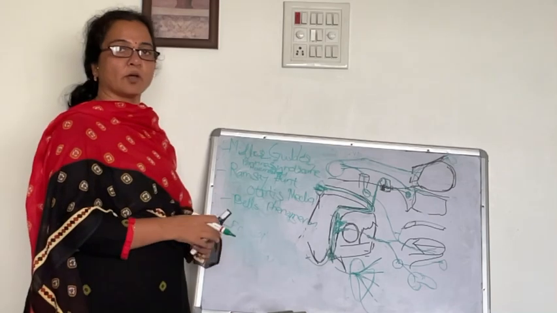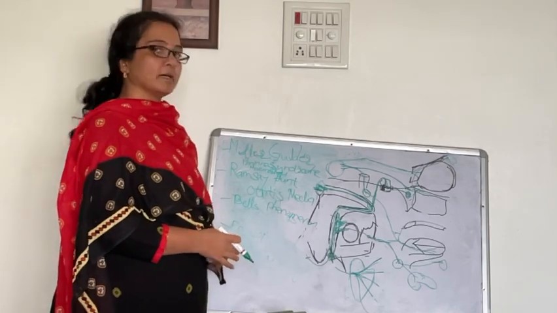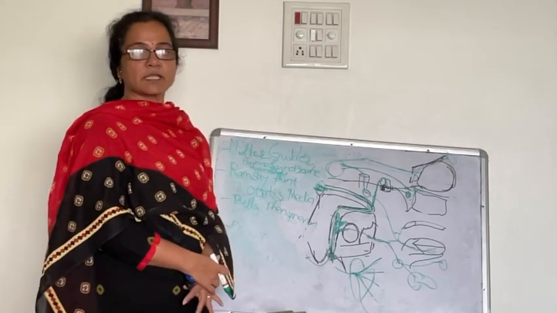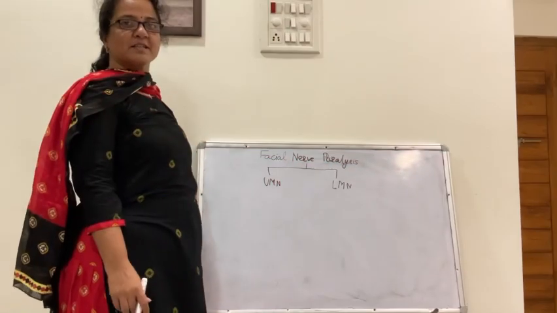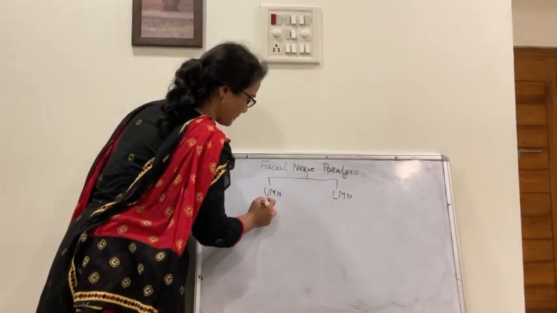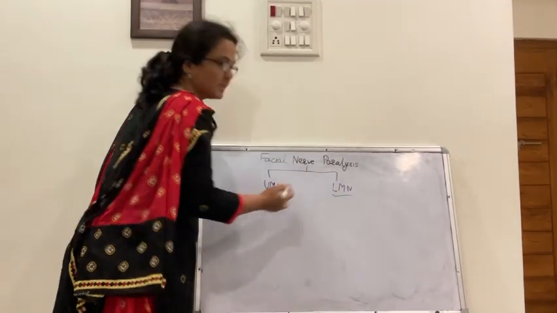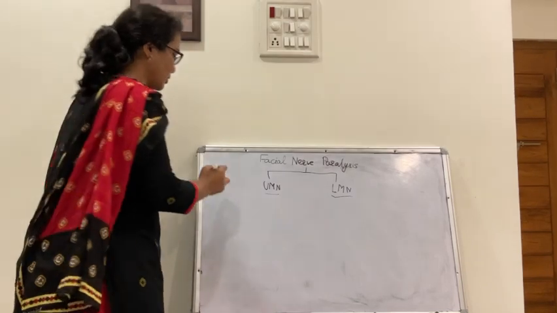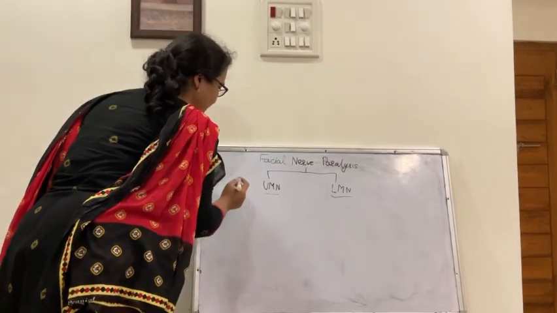So this is all about today's lecture, that is the injury to, or clinical aspect of, the facial nerve. We have seen the facial nerve paralysis. There are two types of facial nerve paralysis: one is the upper motor neuron and second is the lower motor neuron. What is upper motor neuron? That is the corticonuclear fibers.